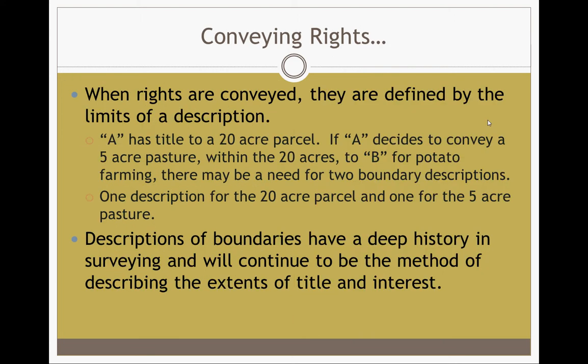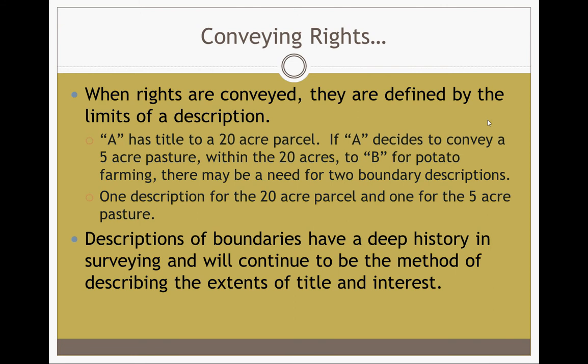Now, when rights are conveyed, they're defined by the limits of a description. For instance, A has title to a 20-acre parcel. If A decides to convey a 5-acre pasture within that 20 acres to B for potato farming, there may need to be two boundary descriptions. For example, one description for the 20 acres, which would be the overall property, and then a 5-acre description for the pasture so that it can be used for potato farming.